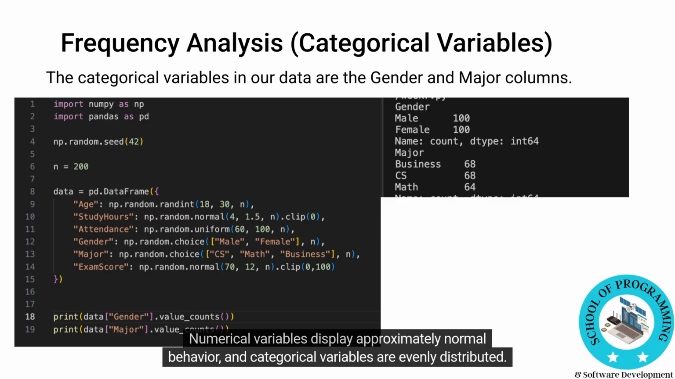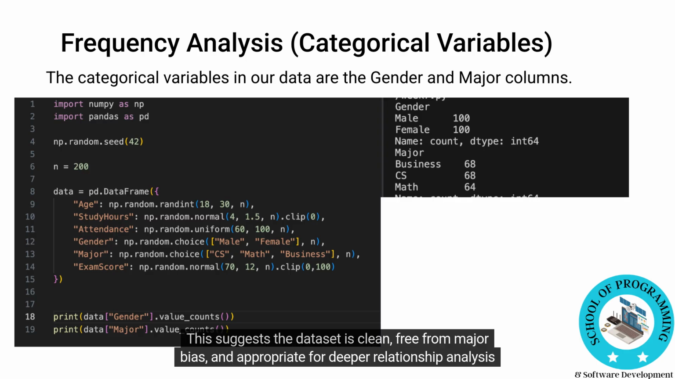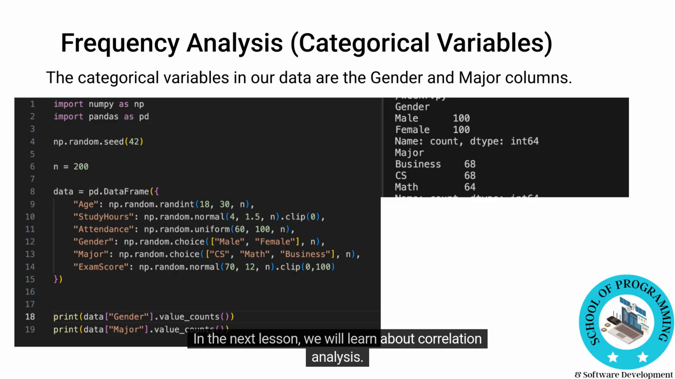Numerical variables display approximately normal behavior, and categorical variables are evenly distributed. This suggests the dataset is clean, free from major bias, and appropriate for deeper relationship analysis and modeling. In the next lesson, we will learn about correlation analysis.